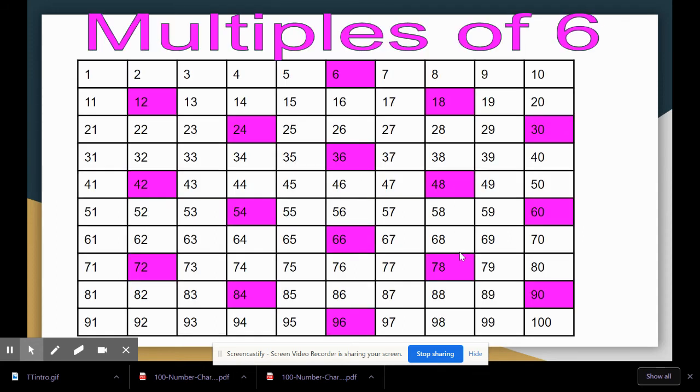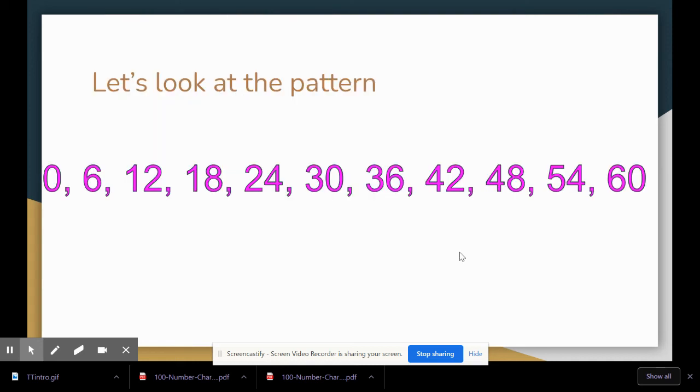Here are the multiples of 6. Does it remind you of 2 or of 4? And again, look at this pattern. Is there something about it that might be familiar or would help you in the future?